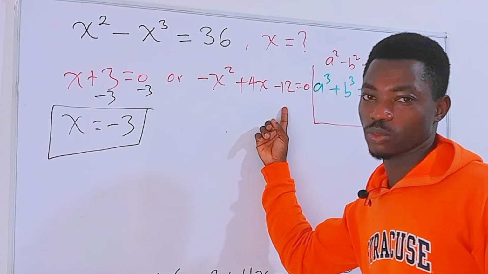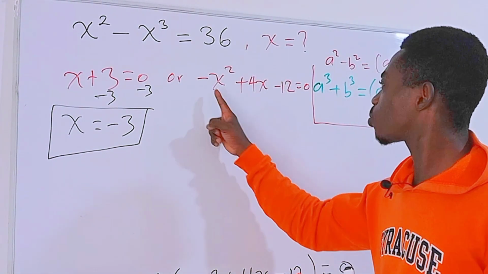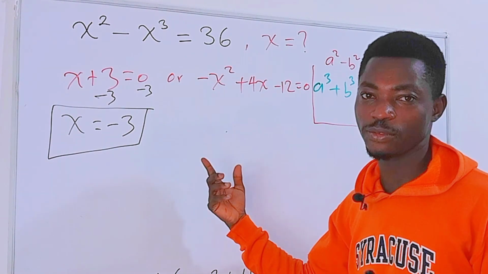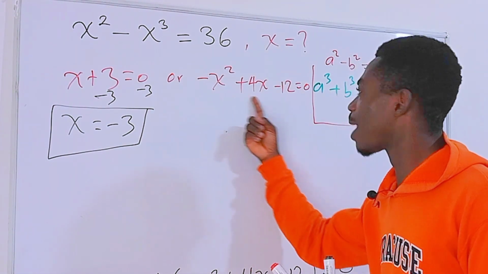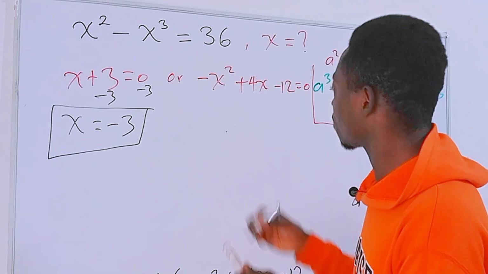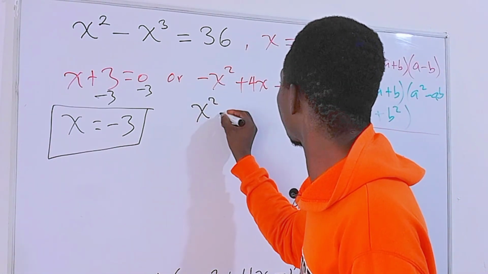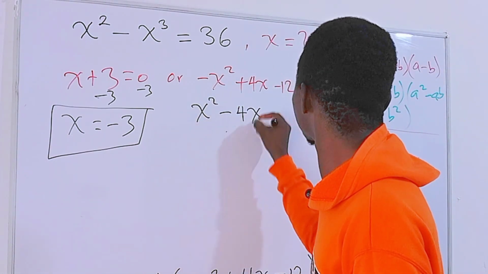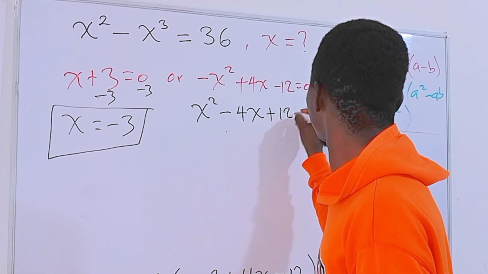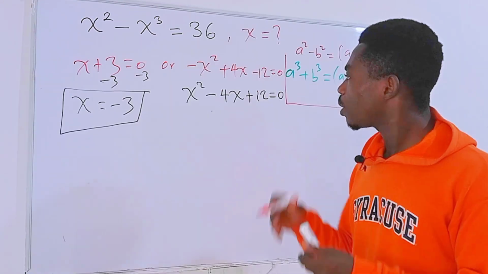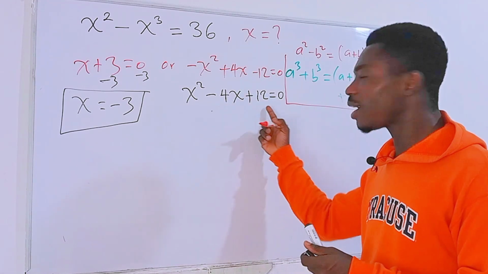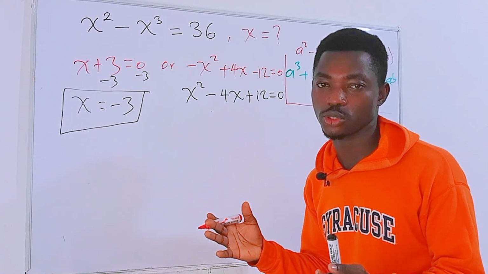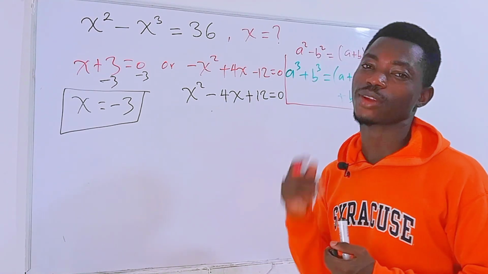Now, let's come back to this one. The easiest way to do this is to make the leading coefficient positive, and we can do that by multiplying by negative 1 so that we will get x to the second power minus 4x plus 12 is 0. Looking at this quadratic equation right here, we cannot easily use the factoring method to solve. So let's make good use of the quadratic formula.